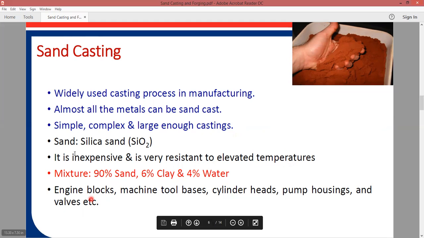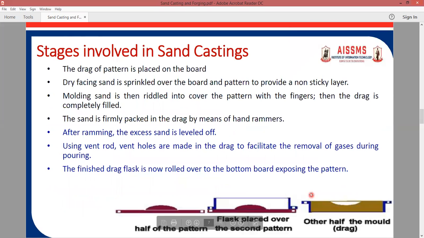And what are the application areas of this sand casting? These are engine blocks, machine tool base, cylinder heads, and pump housing and valves, etc. These are the application areas.